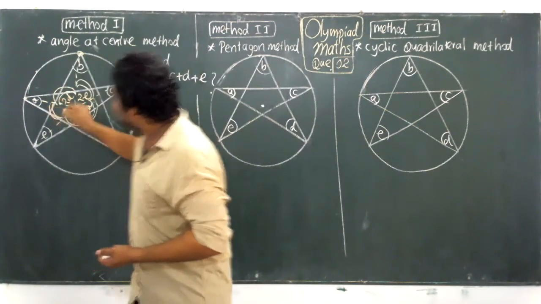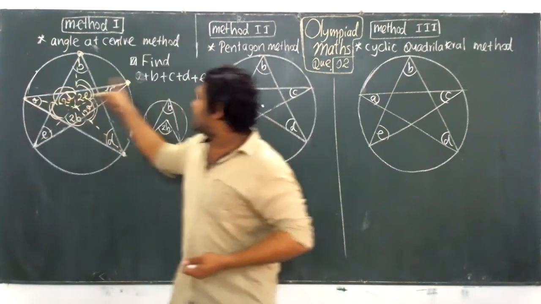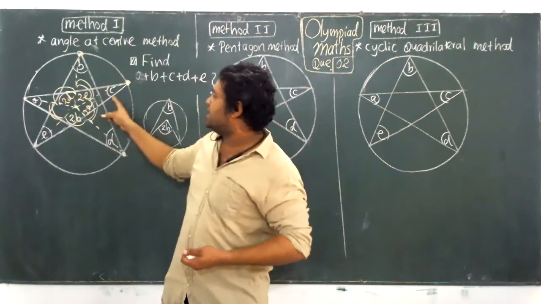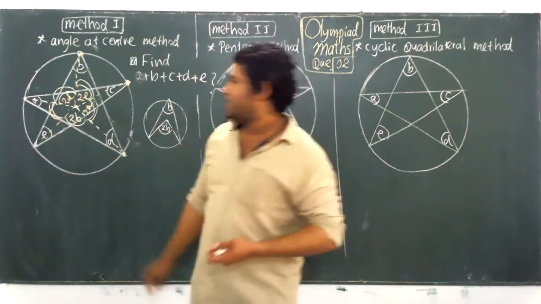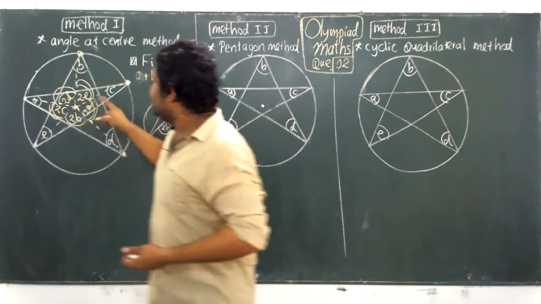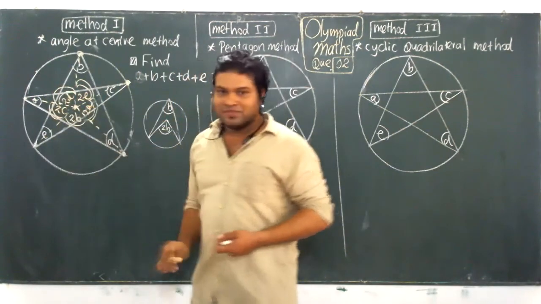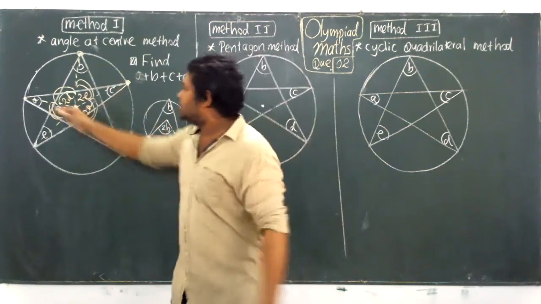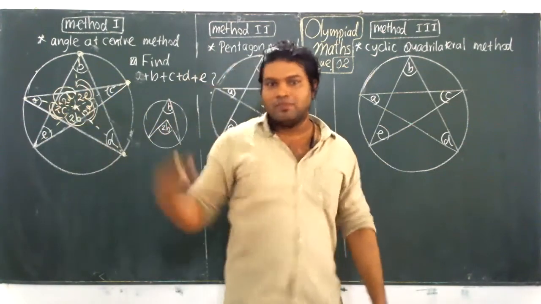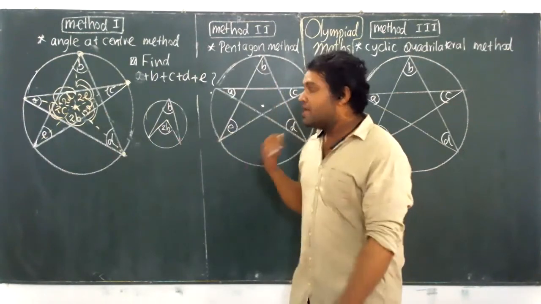In a similar way, you can identify the magnitude of this angle. This is the angle at the center, and this is the angle at the circumference. Then for C, it should be 2C. All the angles I marked are around the center. Therefore, the sum of the angles around a point is 360.